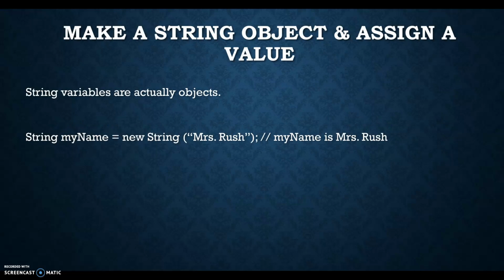Make a string object and assign a value. As stated previously, string variables are actually objects. Here is an example of a new string instantiation. The type of object is String. The name of the object is myName. It is a new string that contains the string literal Mrs. Rush.